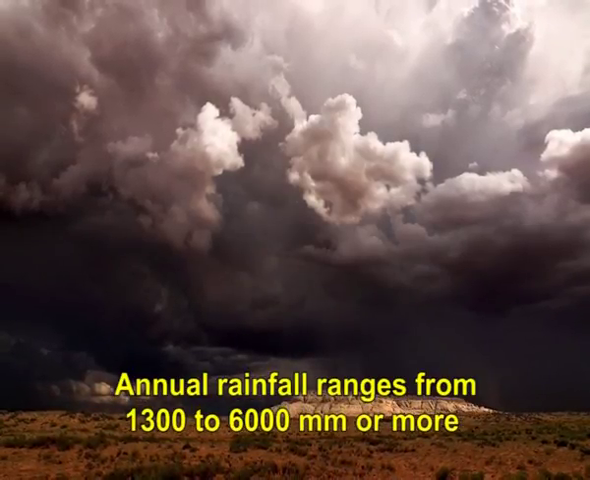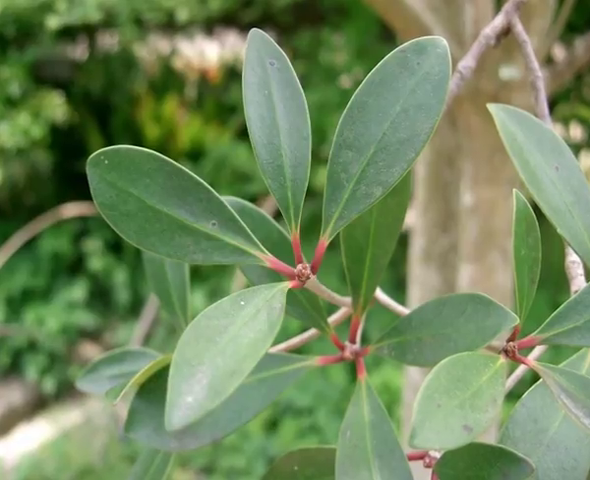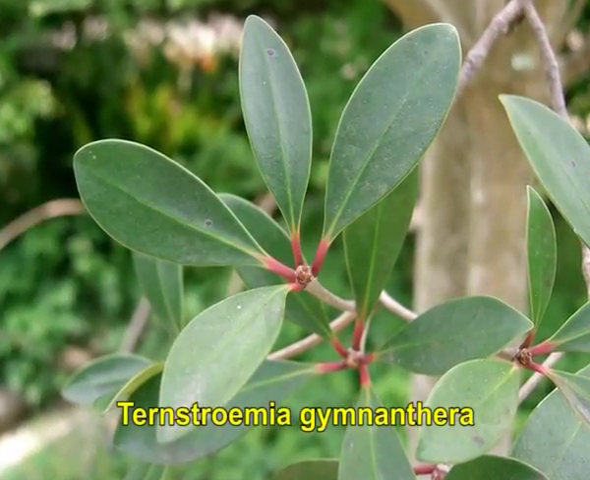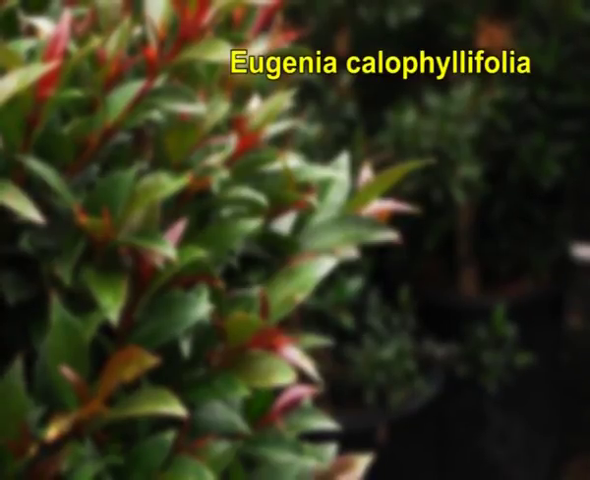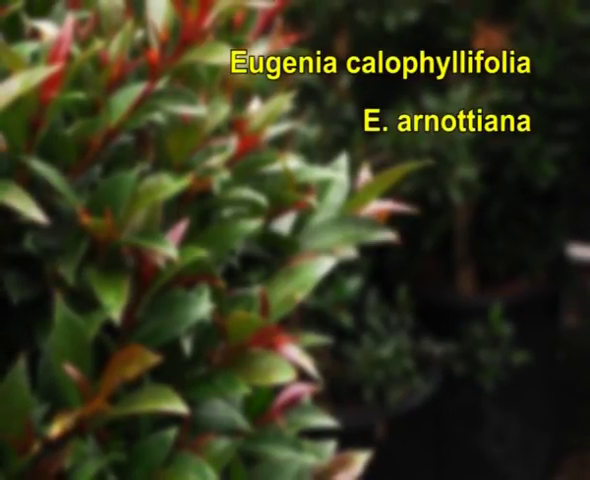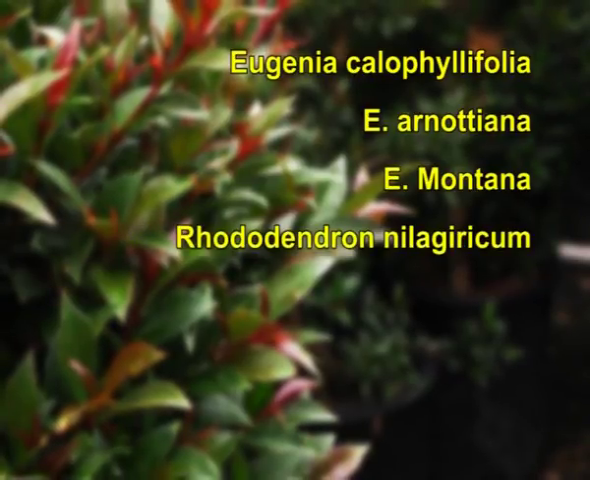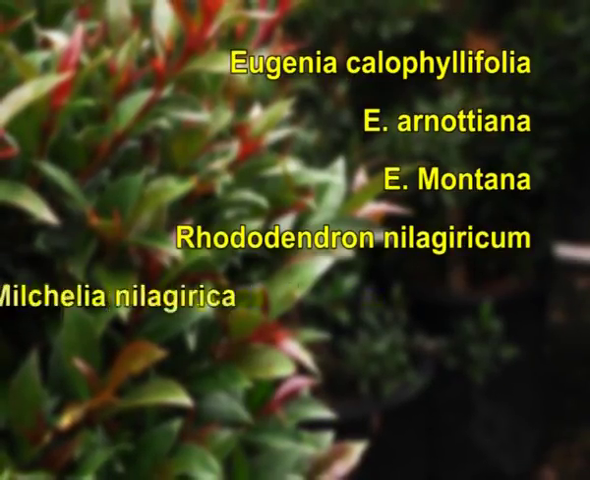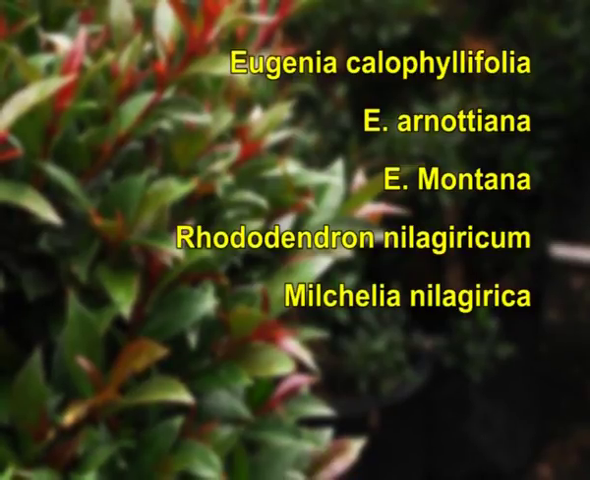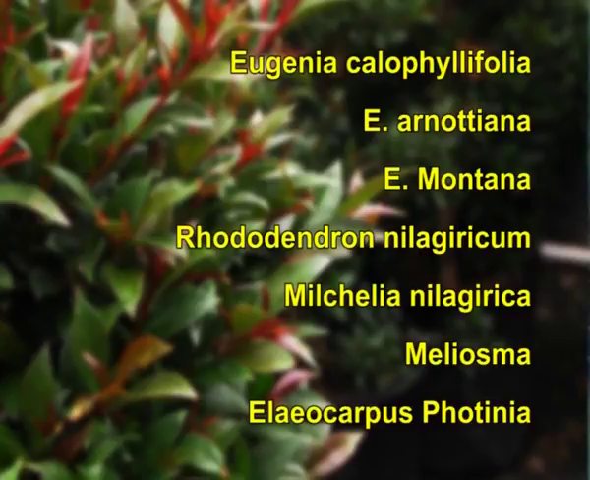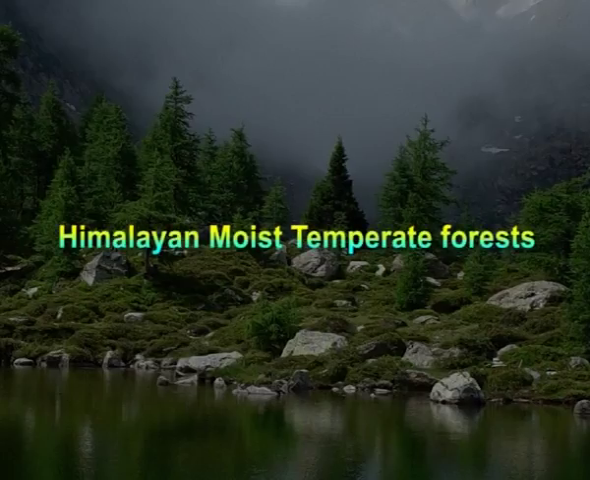Overhead consists of Turpinia gymnanthera, Eugenia calophyllifolia, Eugenia arnottiana, Eugenia montana, Rhododendron nilagiricum, Michelia nilagirica, Meliosma, Elaeocarpus, Photinia, etc. Then Himalayan moist temperate forests.